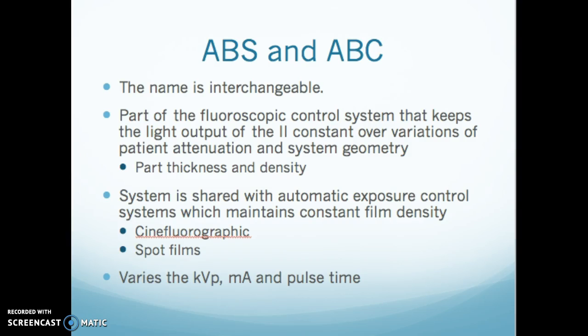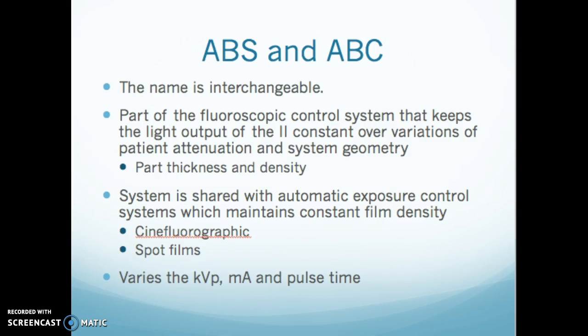Depends on the system. So it's a part of the fluoroscopic control system that keeps the light output of the image intensifier consistent over various patient attenuation and geometry. So it depends on how thick the patient is and how dense the tissue is, and it'll compensate without you having to do it. The system is shared with automatic exposure control systems, which maintain the constant film density.